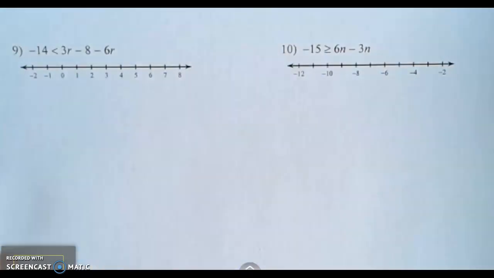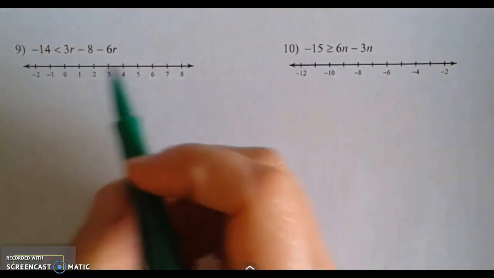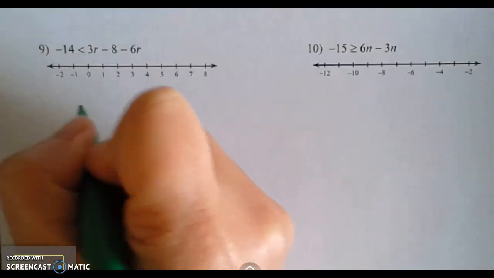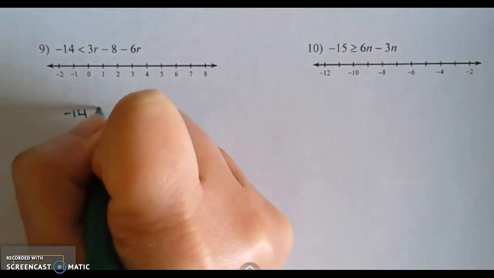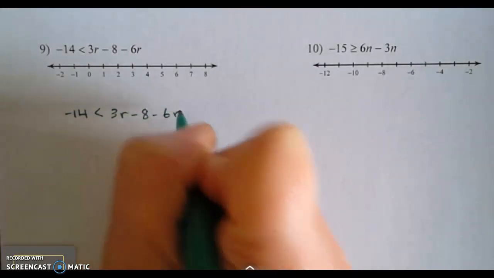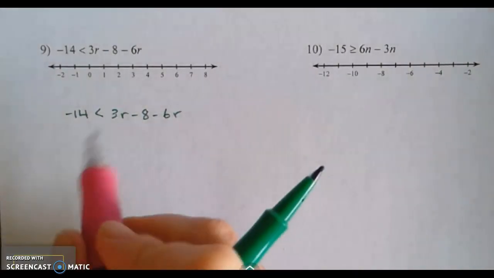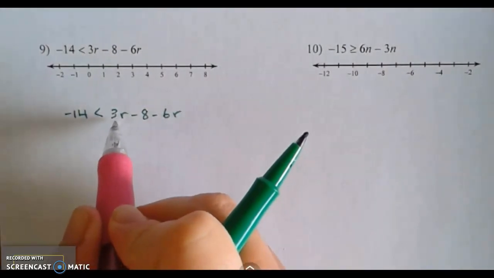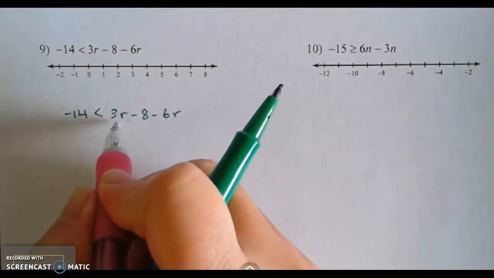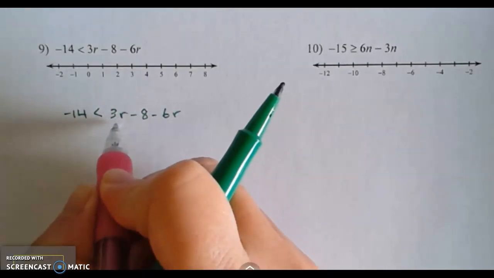Okay, let's continue. Number 9. Alright, so this is a little bit more complicated in that we have a few more terms. So negative 14 is less than 3r minus 8 minus 6r. Just like in the equation, when you have 3r minus 6r on the same side, you want to combine the like terms. 3r and negative 6r, they are like terms, right?